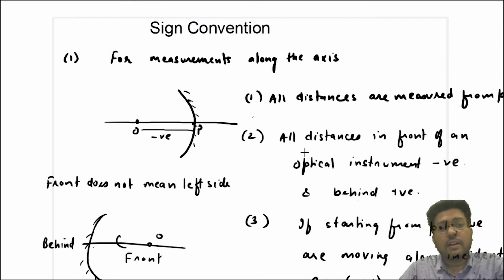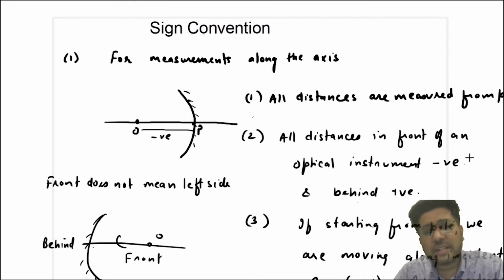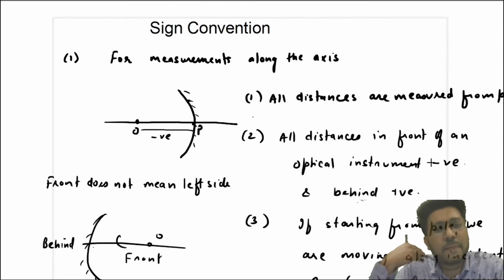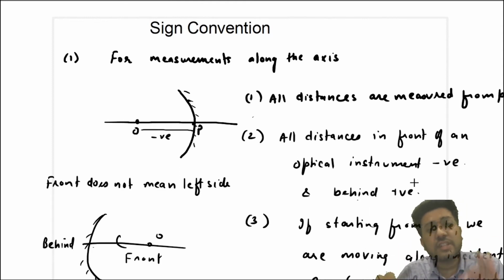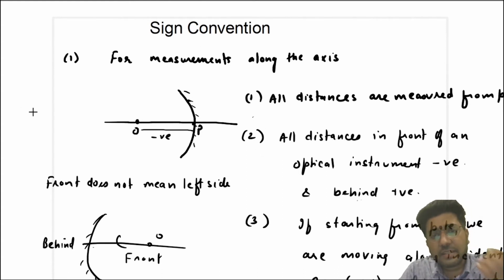So again I'll repeat, all distances in front of an optical instrument are negative and all distances which are behind the optical instrument are positive. So this is a general sign convention which will be used not only in spherical mirrors but also in lenses and also in refraction. Now what is the meaning of front? Front means where the incident rays lie. Front does not mean the left side or the right side. Front means where the incident ray lies.